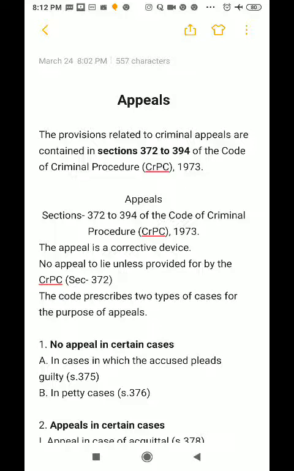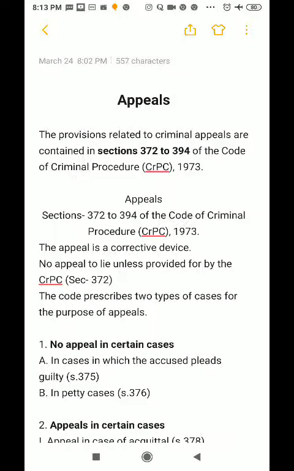First comes Section 372. According to Section 372, no appeal shall lie from any judgment or order of a criminal court, except as provided for by this code or by any other law for the time being in force. So, from this section, it is clear that if a person wants to file an appeal, then it must have a sanction by the Code of Criminal Procedure or by any other law.